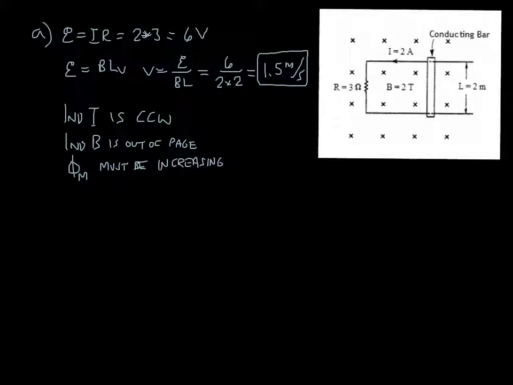So the only way to increase the magnetic flux is if the area is getting bigger, which means that the conducting bar, to increase the area, must be moving to the right.